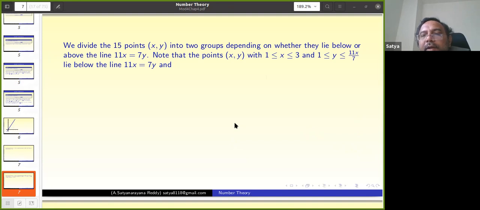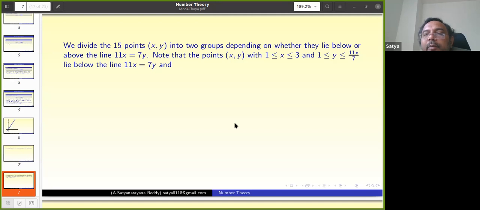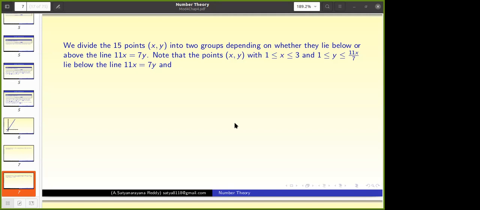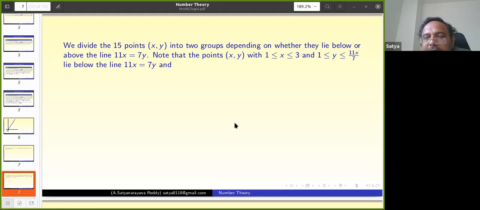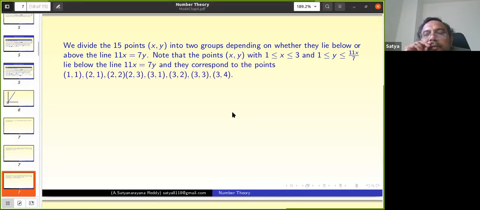Once I fix x, I'm only changing y. Y is ranging from 1 to 11x/7. But now where are we moving? Y value we are moving on the Y-axis, I mean vertical, parallel to the y-axis, correct? So that exactly corresponds to the points like this.